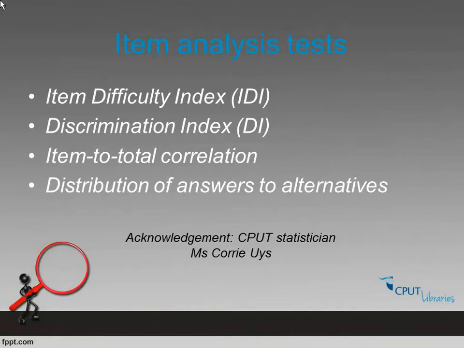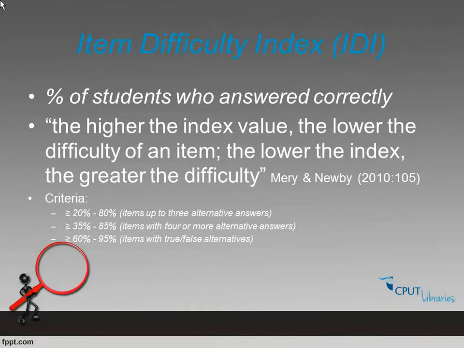So we did 4 tests, and I'm just going to go briefly into each one of them to explain to you what each of them is doing. But I always acknowledge Corey Ace, who's the statistician here at CPUT, because she really helped me a lot with all of this. So the first one is called the Item Difficulty Index, and this is one that's available on Blackboard. And all it does is basically just look at the percentage of students who answered that particular question correct or not correct.